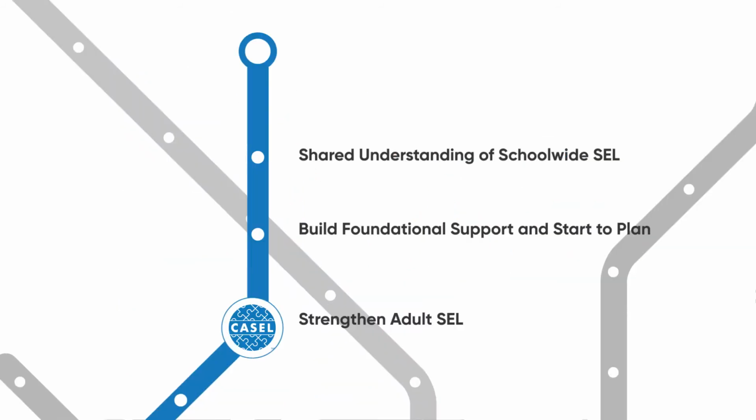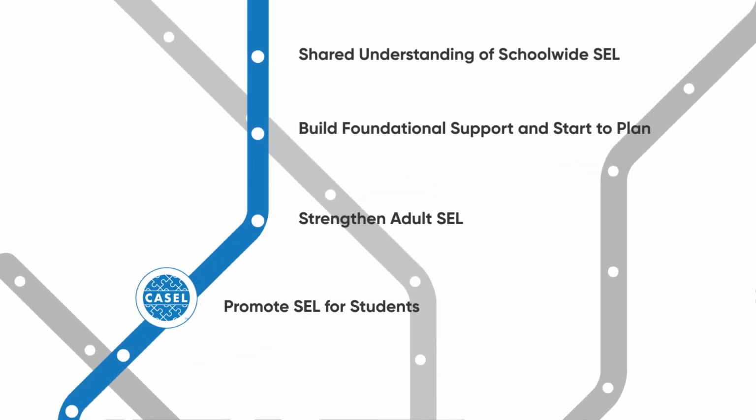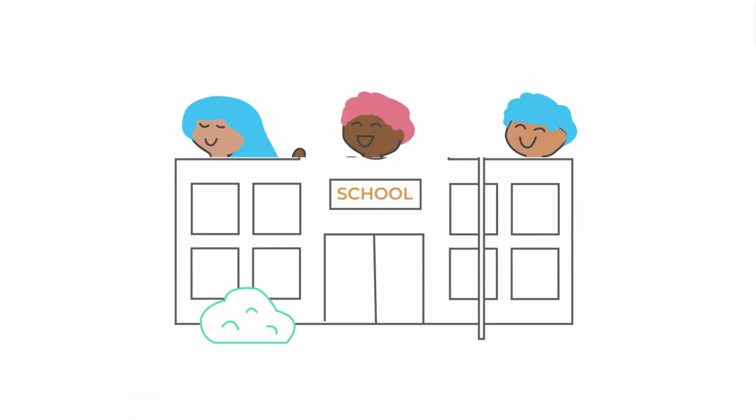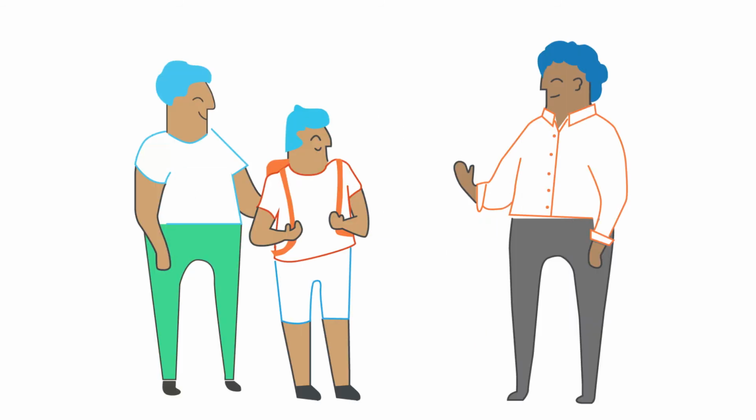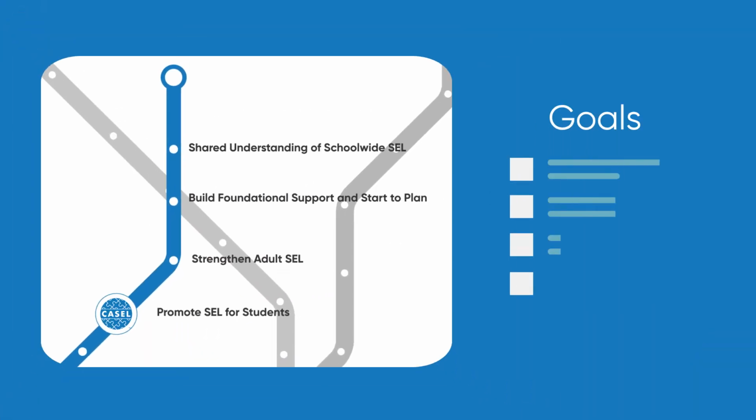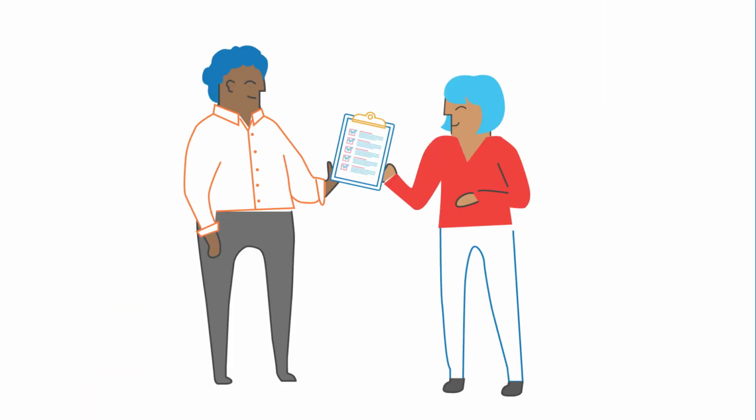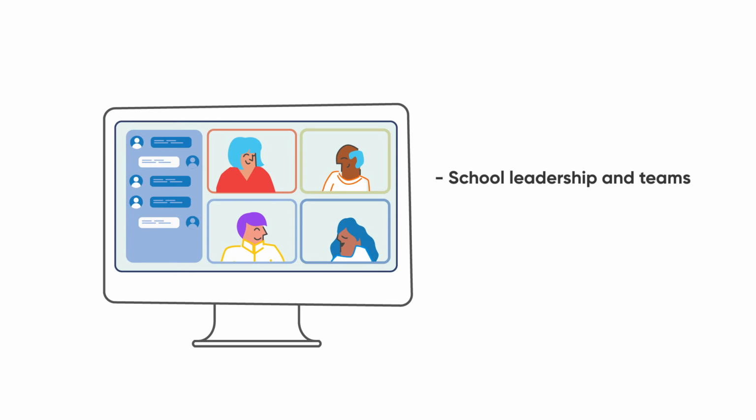We'll share real-life examples for how to promote SEL for students in the classroom, the school building, and in partnership with families and community organizations. Along the way, you'll be able to set goals for your work, complete with action steps and a plan to track progress. This course is designed for school leadership and teams and can also be helpful for district and regional leaders who support schools.